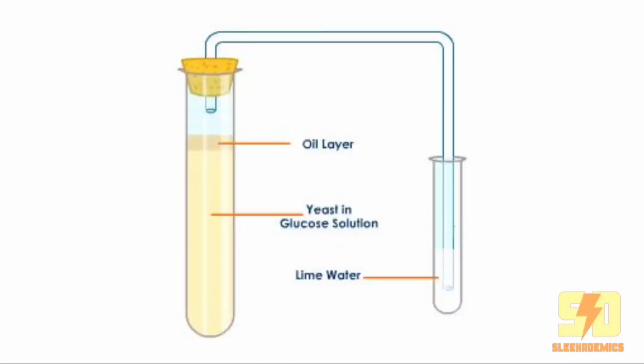Now, yeast and glucose solution are prepared with cool boiled water. This is to ensure that dissolved oxygen is driven out. Now, pour the glucose solution into a test tube and also add your yeast. Now, using a pipette, add your paraffin oil or cooking oil.